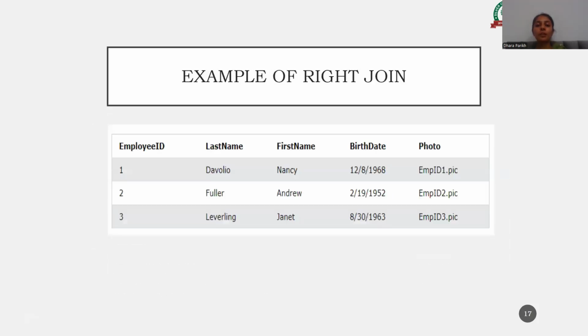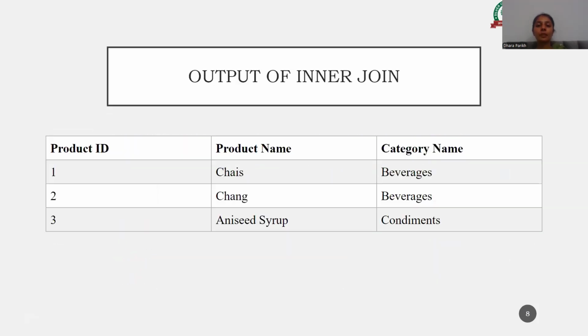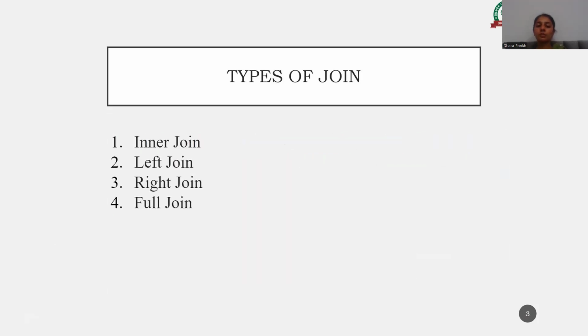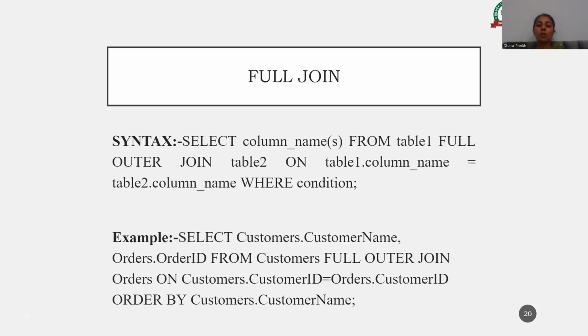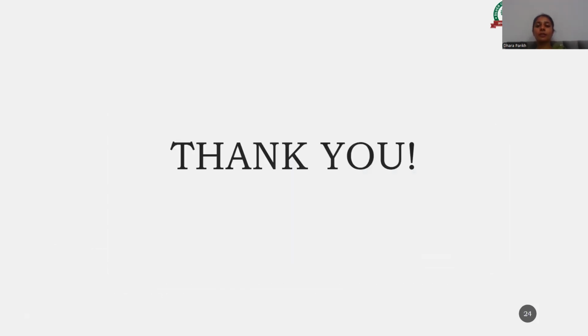Okay. So here are the four types of join. The inner join returns only matching values. The left join returns the matching values as well as the left side of the table values. The next one is the right join. The right join returns the matching values as well as the right side of the table as output. And the full join returns the matching values as well as both the left and right tables as output. Okay, so that is our topic of joins with the respective types. Okay, thank you.